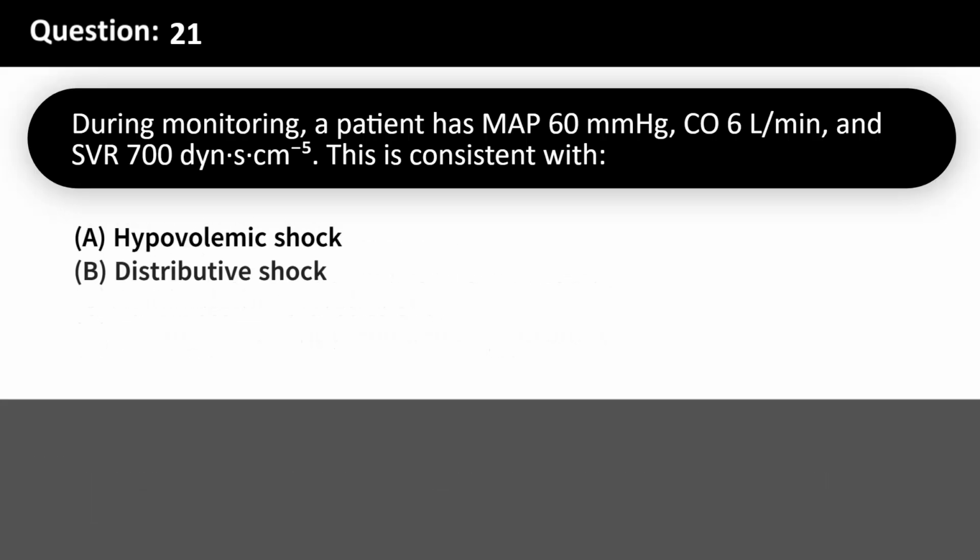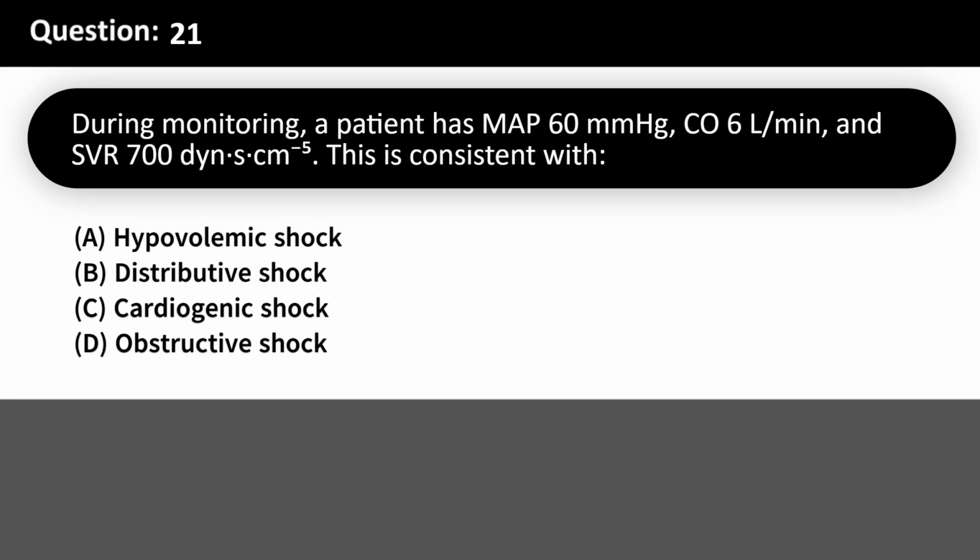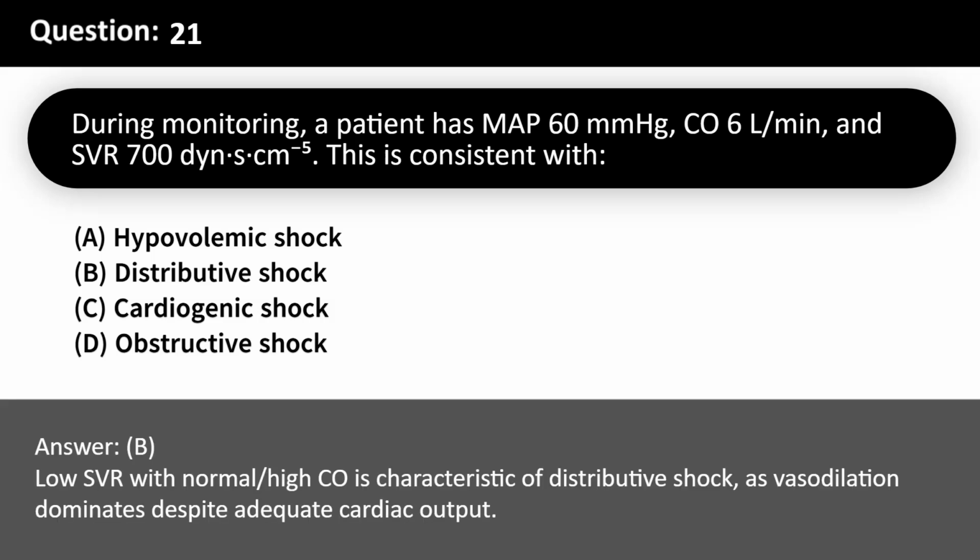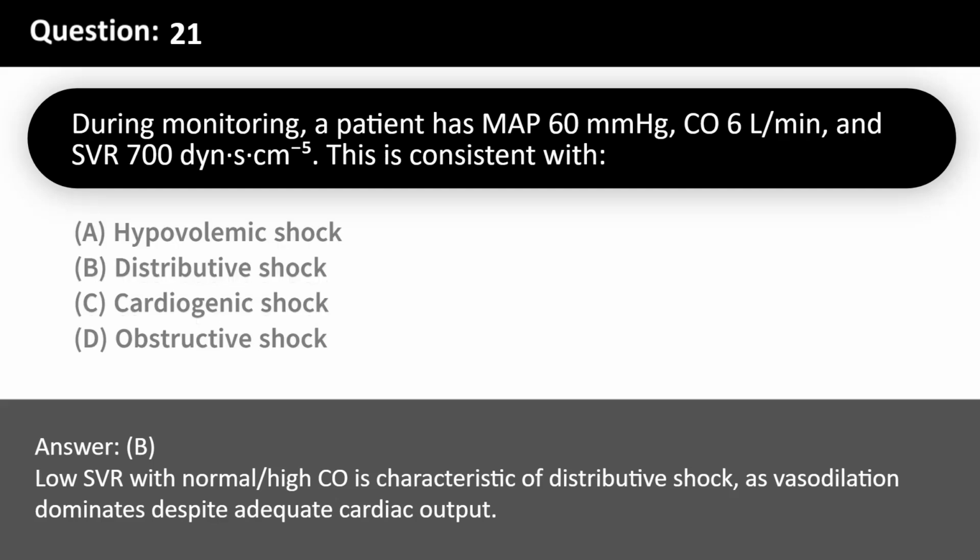During monitoring, a patient has MAP 60 mmHg, CO 6 liters per minute, and SVR 700 dyne-sec/cm⁵. This is consistent with A. Hypovolemic shock. B. Distributive shock. C. Cardiogenic shock. D. Obstructive shock. Answer: B. Low SVR with normal or high CO is characteristic of distributive shock, as vasodilation dominates despite adequate cardiac output.